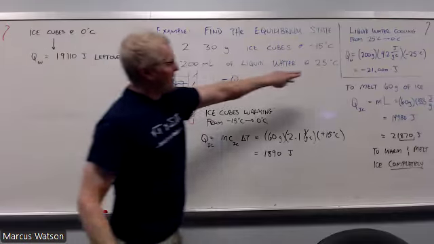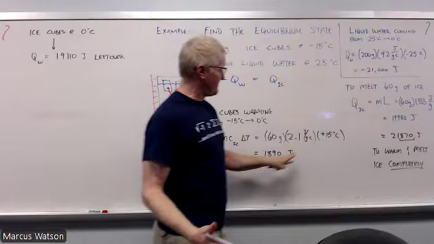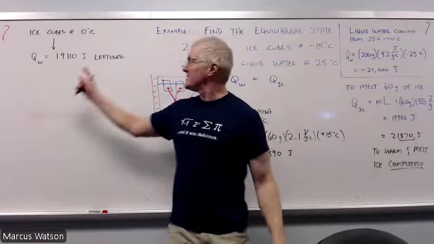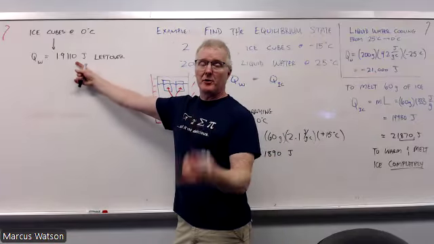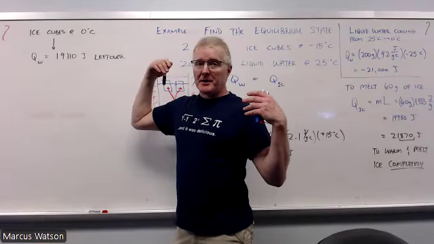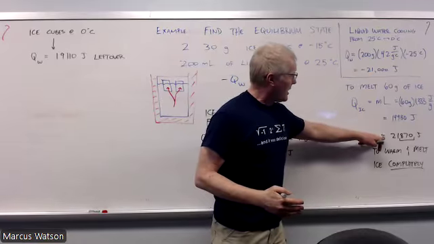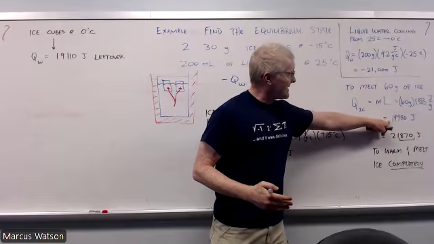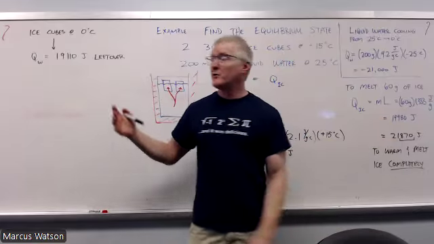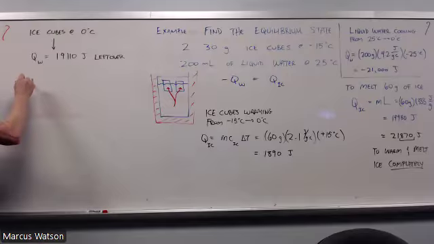Okay, so in other words, of the 21,000 that the liquid has to give up before reaching 0 centigrade, I've now used this much of it, and that means there's that much left over before the liquid hits 0 centigrade. So I'm going to take all of that, because completely melting the ice takes that much, which is more. Therefore, I'm going to figure out the mass of the leftover ice.